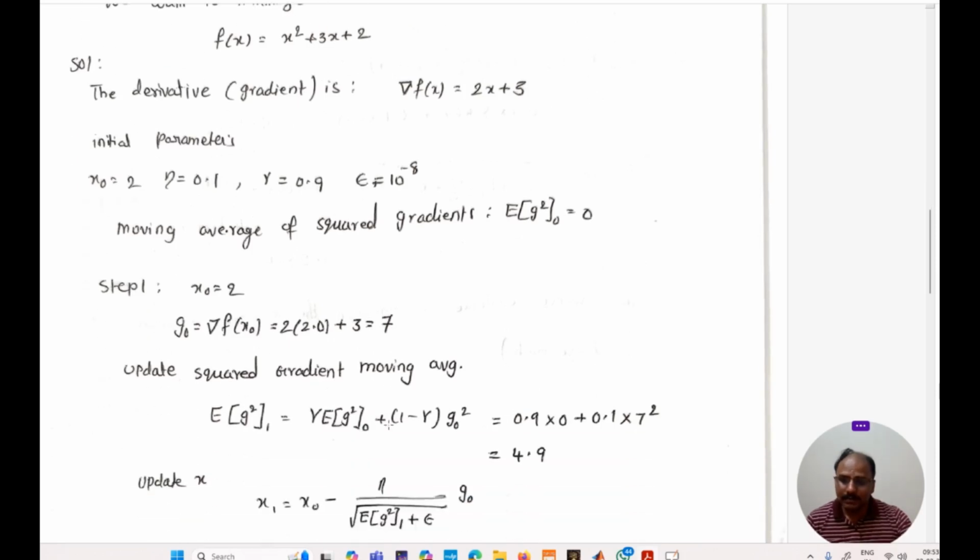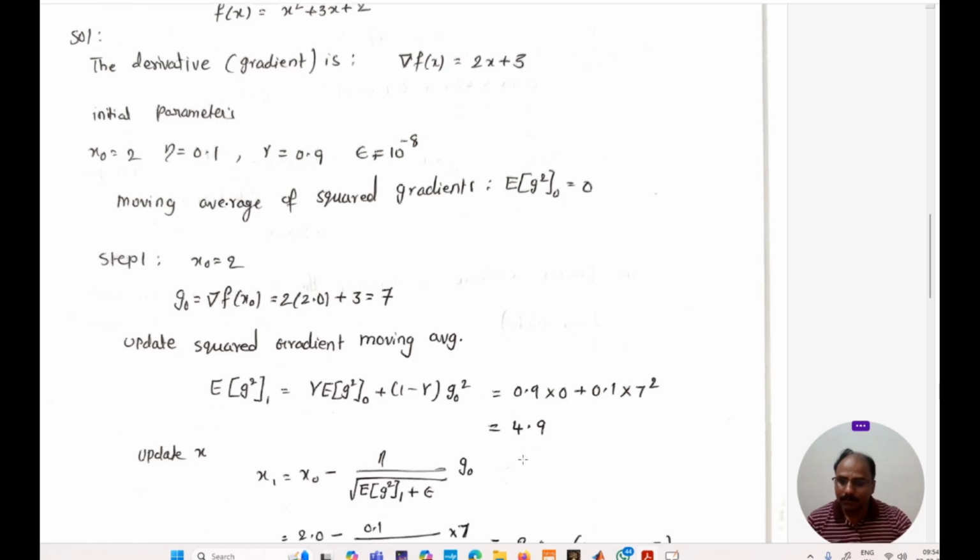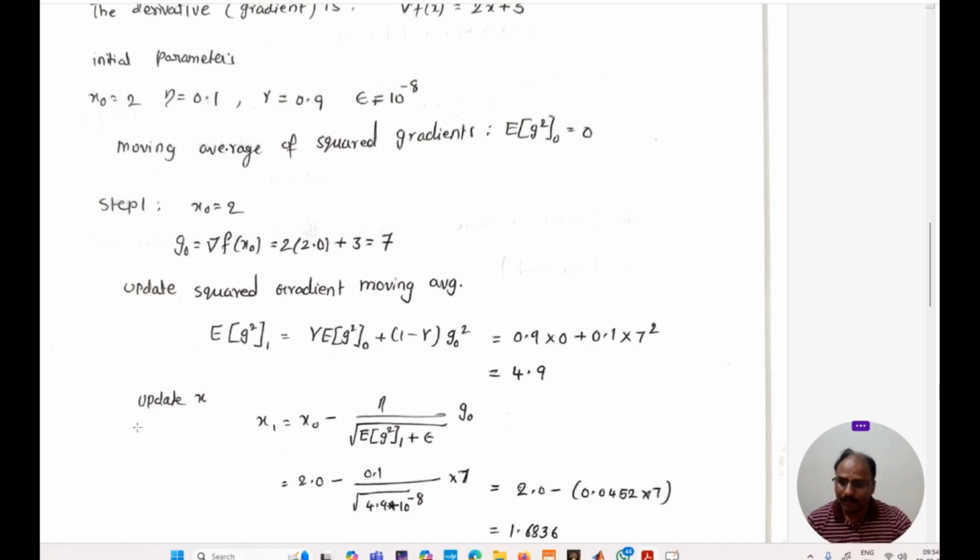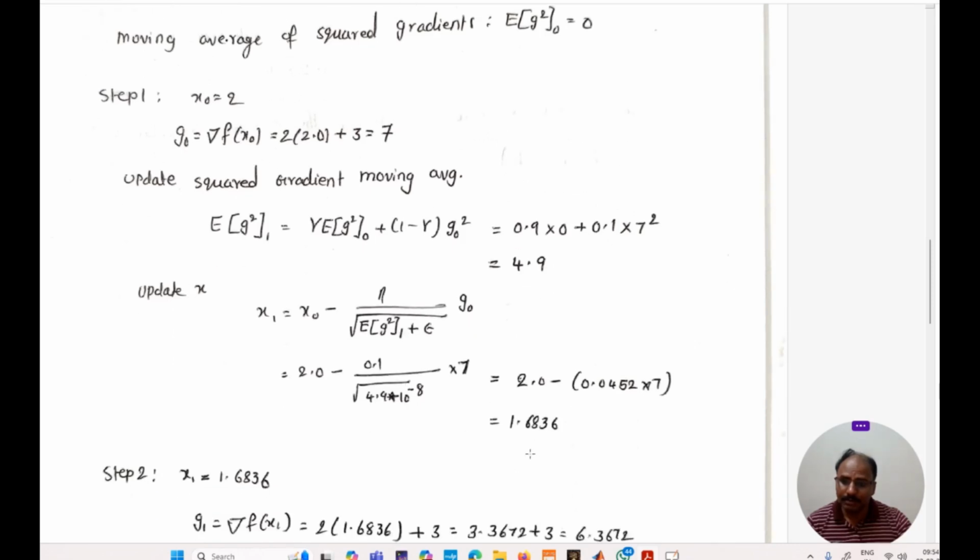If I substitute over here, as I said already, gamma I have taken 0.9, multiplied with the initial gradient which is 0, plus 0.1 into 7 squared, then the answer becomes 4.9. Now, after getting this, we are substituting in the update. x old is already said, that is 2, and eta is 0.1, and this becomes 4.9 into 10 to the power minus 8 plus 10 to the power minus 8 into g naught. g naught is your gradient. Okay, after substituting this, the new updated value is 1.6836.